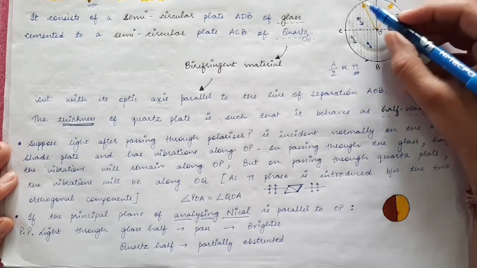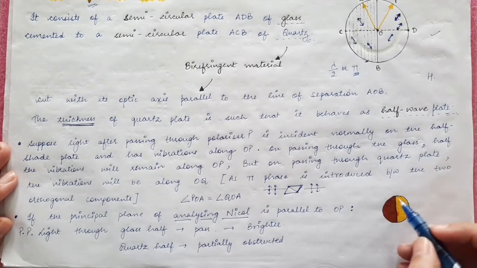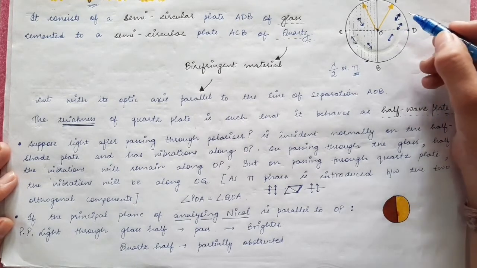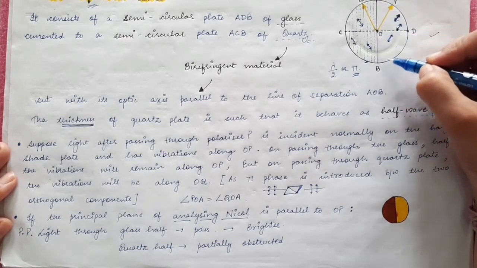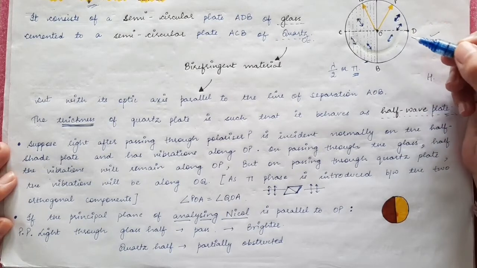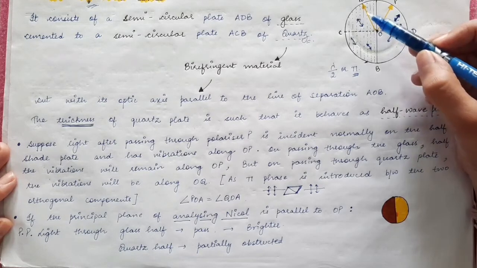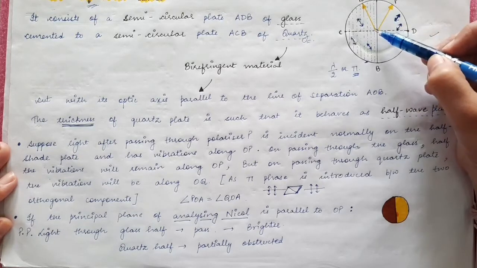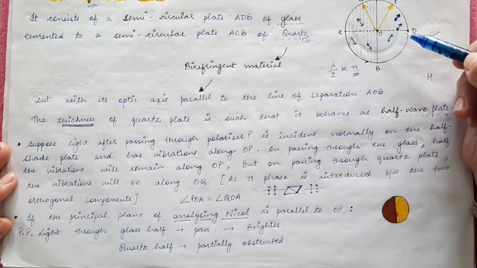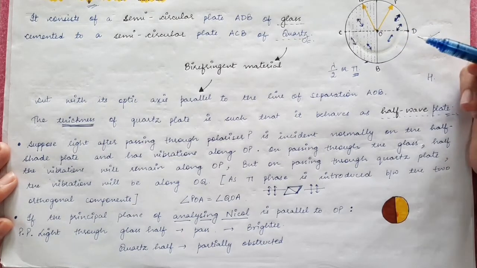whereas this other half of the half shade device will appear to you as dark. This portion will appear dark because, when the principal section of the analyzer is parallel to OP, the vibrations of the electric field coming out of the quartz are in this direction. So they will make a certain angle with the principal section of the analyzer. Let's say it makes a theta angle.